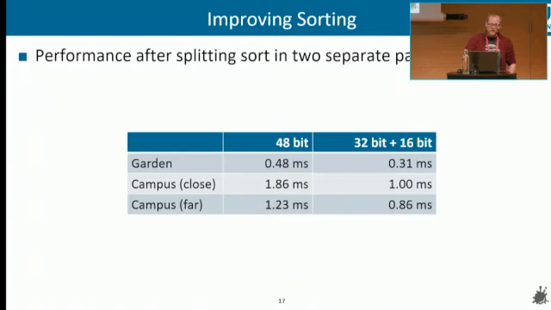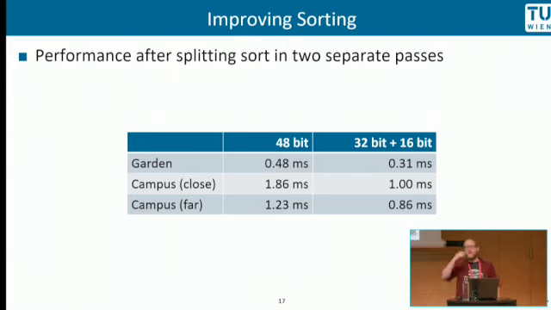So looking at some performance measurements for the garden scene, that decreases just the sorting time from 0.48 milliseconds to 0.3. For the campus scene, we have much, much more visible splats in there. And here we have a performance improvement from 1.8 to just 1 millisecond, so about 50% improvement. That's from a close-up viewpoint. If you have another viewpoint from farther away, we still have a performance increase in the sorting duration of about 30%. So this is one of several improvements to the rendering pipeline.